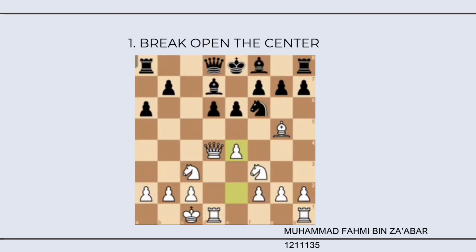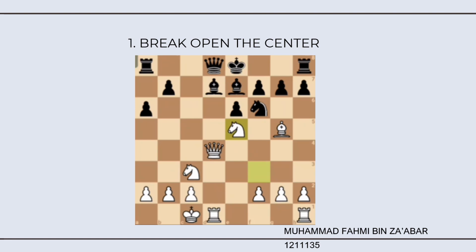So now we are going to move to the most common strategy of the middle game, which is to break open the center. This is the position of the board. We just move the e4 pawn, and Black plays the e7 bishop. Now we have the opportunity to play e5, which is going to open the center of the board. If Black captures our e5, we just recapture.